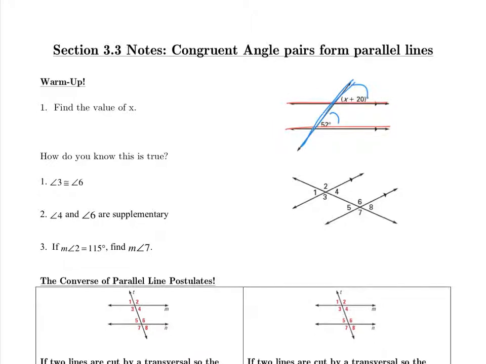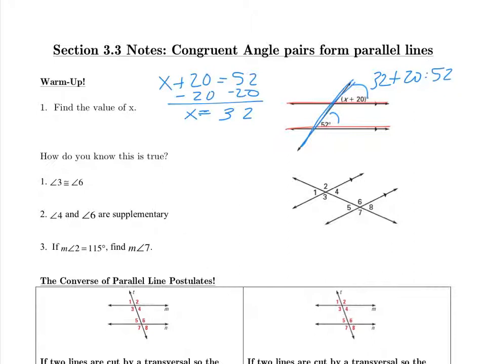So we can say that x plus 20 equals 52. When I solve that equation, I minus 20 on both sides, and x equals 32. So if x equals 32, I can double check my answer by saying, well, 32 plus 20 equals 52, and they both equal 52. Number 2, how do you know that this is true?